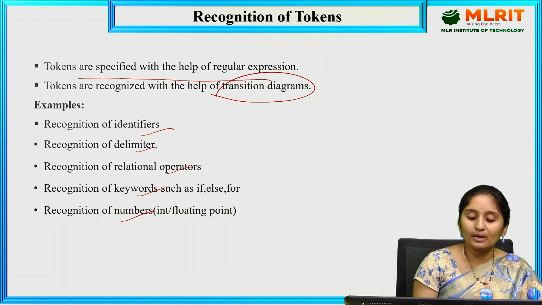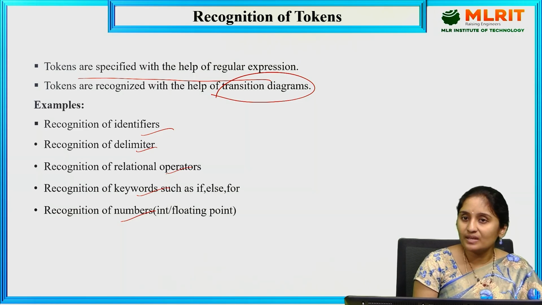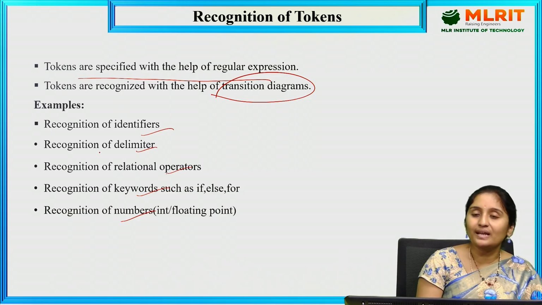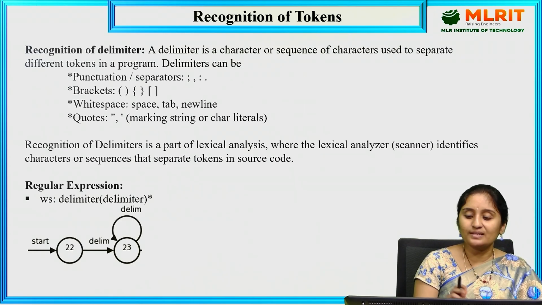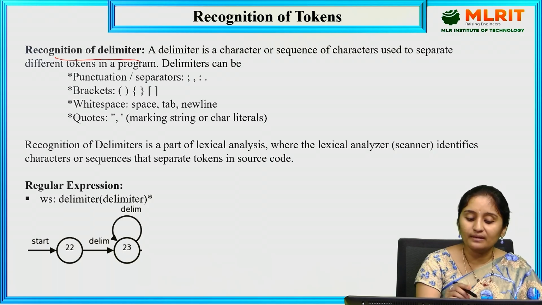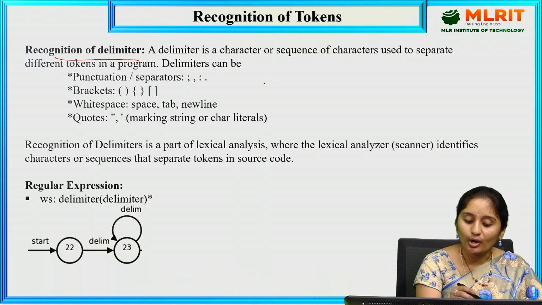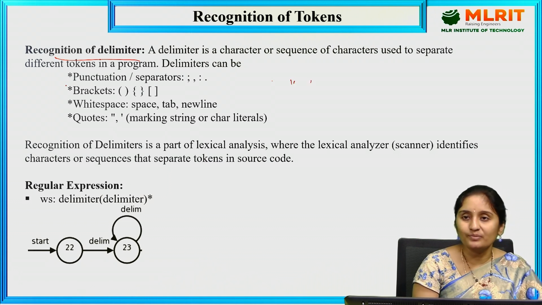Those tokens we are going to specify with the help of regular expressions. To represent these regular expressions, we need the transition diagrams. So these are the different types of tokens we have here. Let us go for the first one, that is recognition of delimiters. A delimiter can be any separator, or brackets, or white spaces, or tab spaces or new lines, or literals like double quotes or single quote. All these come under the delimiters.